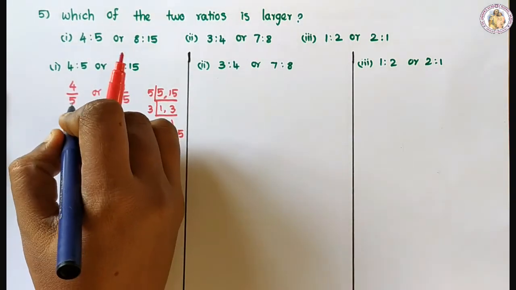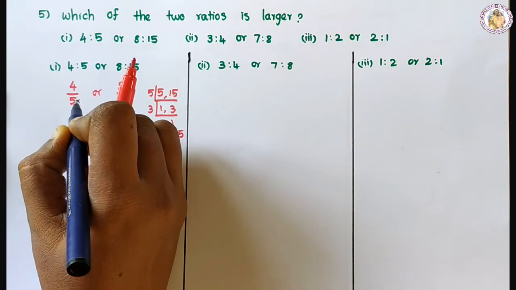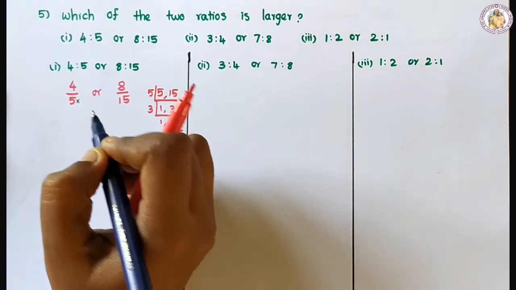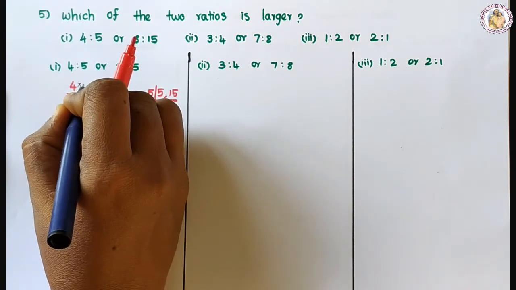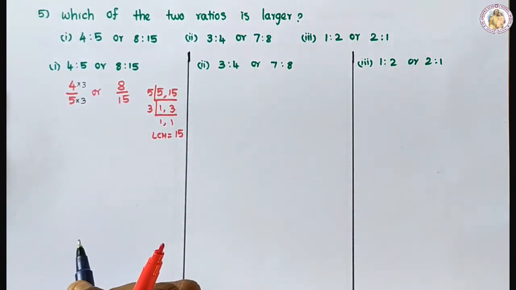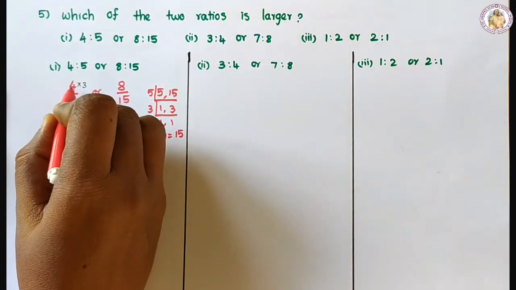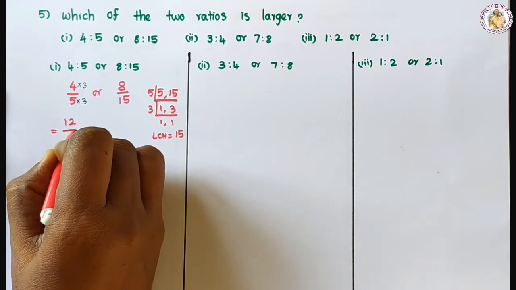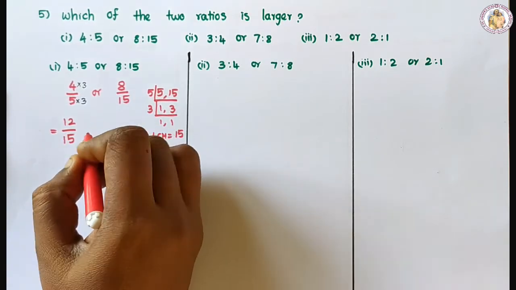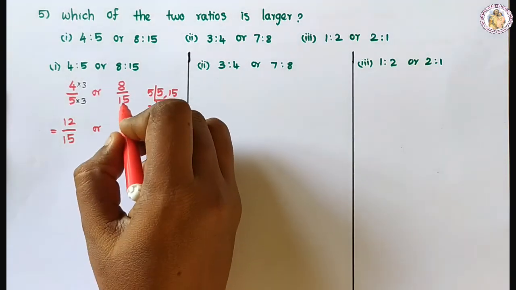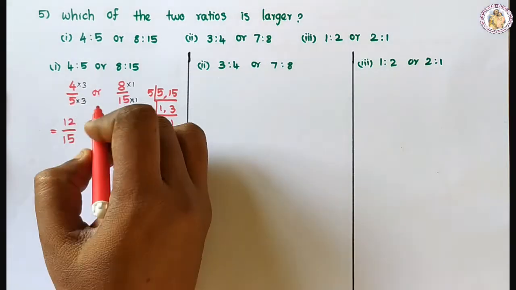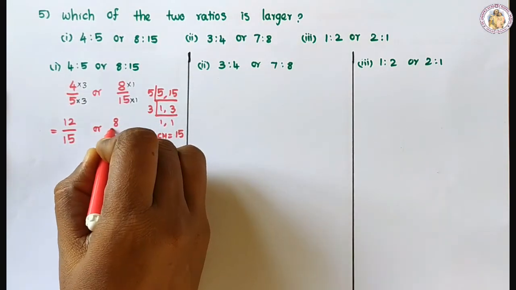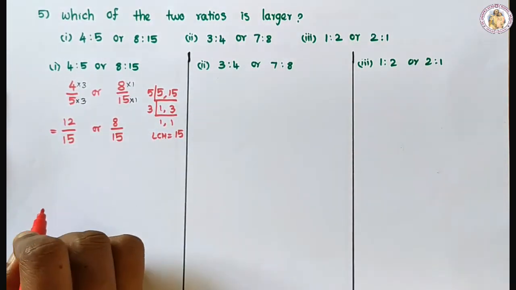Now, at what number we have to multiply with 5 to get 15? That is 3. So multiply with 3 in numerator also. Now it is 4 3s are 12 divided by 15. Here already is there 15, so multiply with 1. So 8 1 is 8 divided by 15.